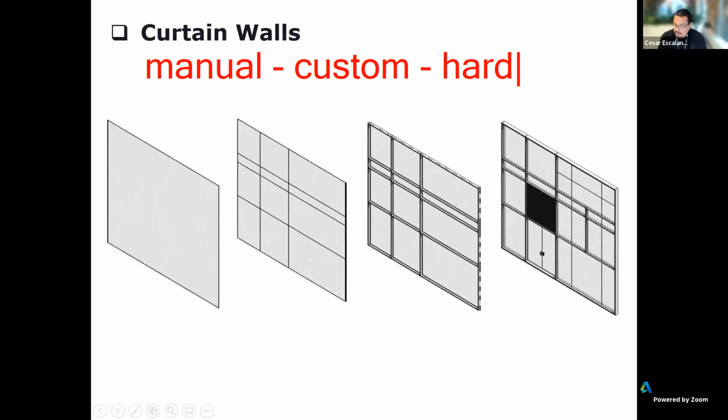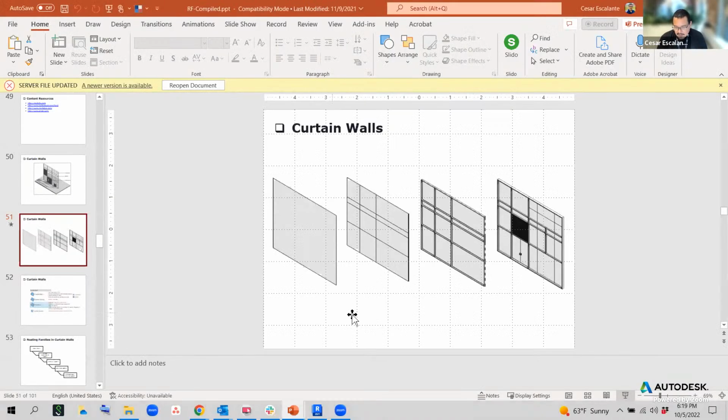It's more involved, but it gives you greater flexibility. You can create custom patterns that you can't do out of the box. You can do a combination of different colors or types of glazing, and different types of doors. So this gives you more flexibility than the parametric method.